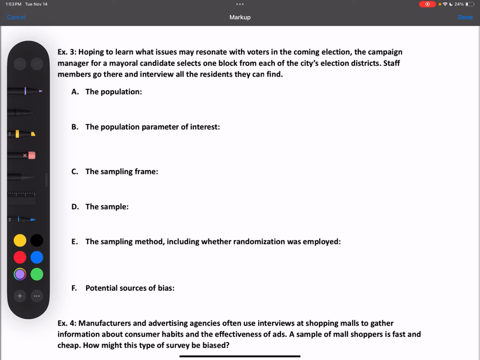Number 3. Hoping to learn what issues may resonate with voters in the coming election, the campaign manager for the mayoral candidate selects one block from each of the city's election districts. Staff members go there and interview all the residents they can find.